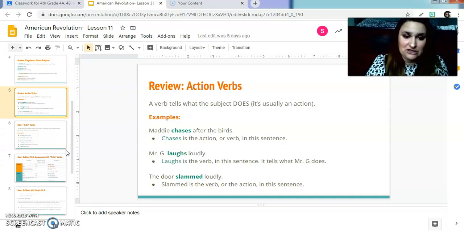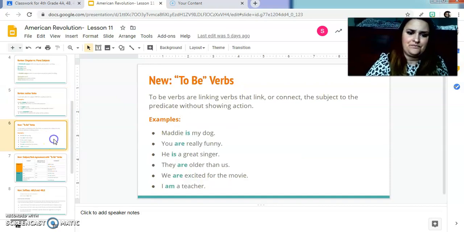All right, so review action verbs. We're not going to talk too much about action verbs today. An action verb is obviously an action. It's what the subject does. So in each of these examples, you can see chases, laughs, slammed. All those things are actually actions or things that a subject can do. Today, though, we're going to be focusing on to be verbs.